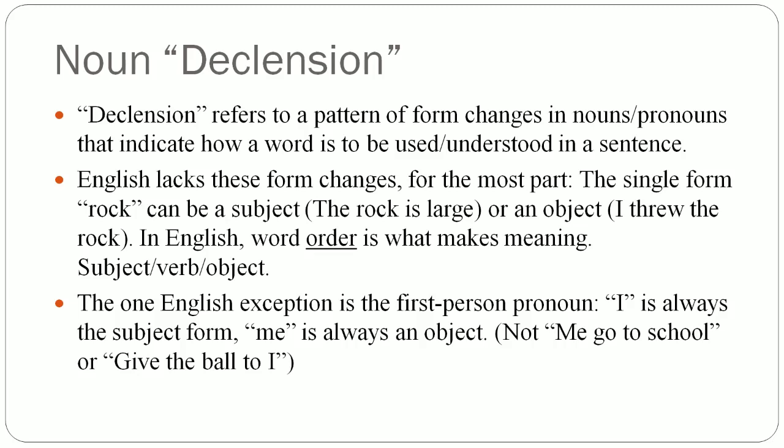So declension simply refers to this pattern of form changes, particularly in nouns or pronouns. Adjectives also take declension patterns, but they kind of follow the nouns. And so really this is a noun thing that indicates how a word is to be used or understood in a sentence.